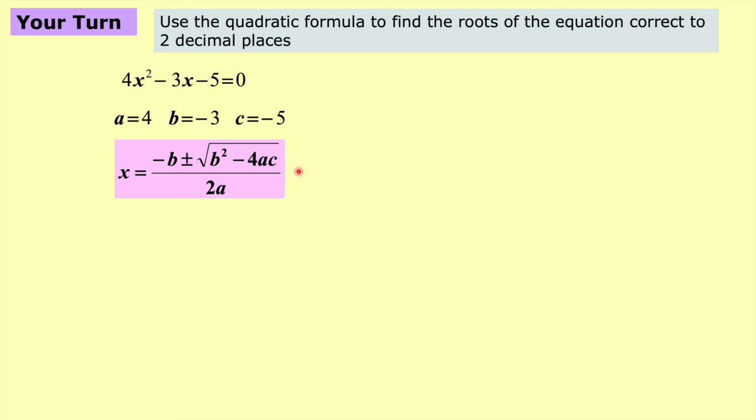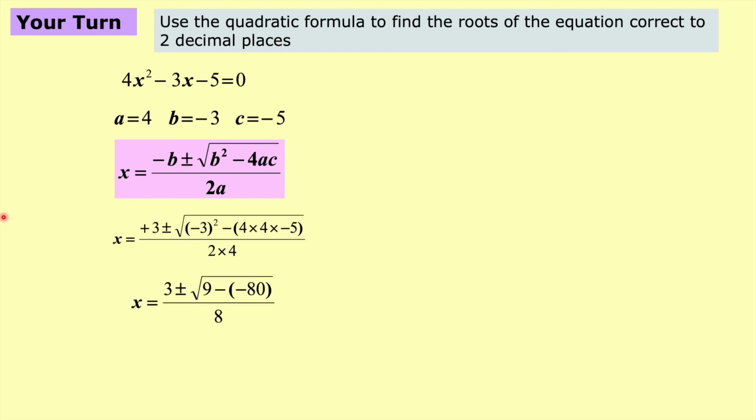And we're going to substitute these values in. So our first value is b is equal to negative 3. So because we've got a subtract b, so we're subtracting a negative 3, that becomes a plus 3. We're then going to plus or minus the square root of negative 3 squared, subtract, and then you've got 4 times a, and a is equal to 4 as well, times c, which is negative 5, all over 2 times a, which is 2 times 4.